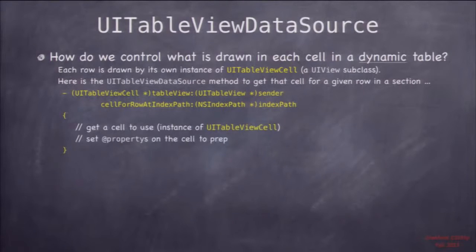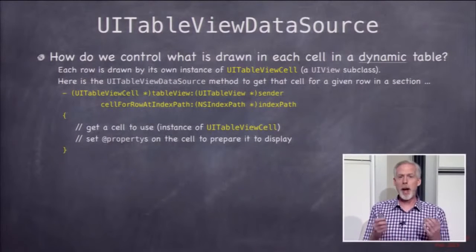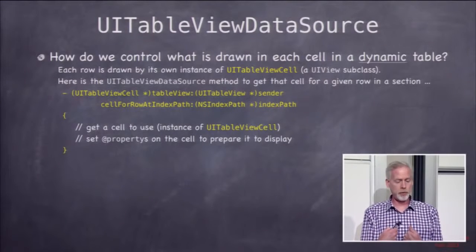And what are the two things we need to do in here? One is we need to create a cell, and then we need to configure that cell. So we're going to talk about those two things separately. First of all, how do we create a cell that we're going to return? Because we have to return a cell here, a UITableViewCell.